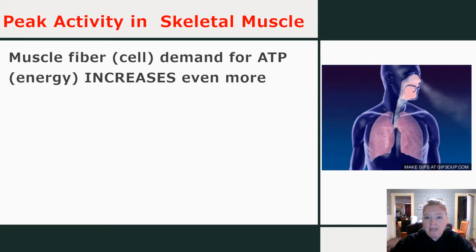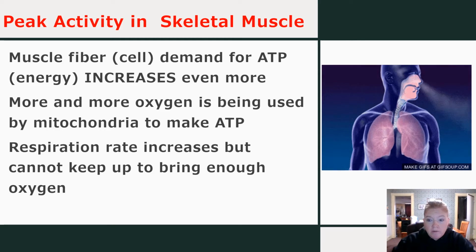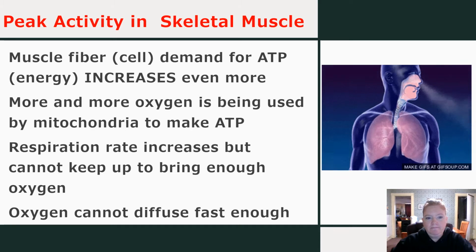When we get to peak activity in the skeletal muscle, the muscle fiber or cell demand for ATP or energy increases even more. More and more oxygen is being used by mitochondria to make ATP. And although the respiration rate is increasing, it simply cannot keep up to bring enough oxygen. So the mitochondria are not able to consistently produce ATP because there's simply not enough oxygen. Again, the oxygen cannot diffuse fast enough to meet the demand.